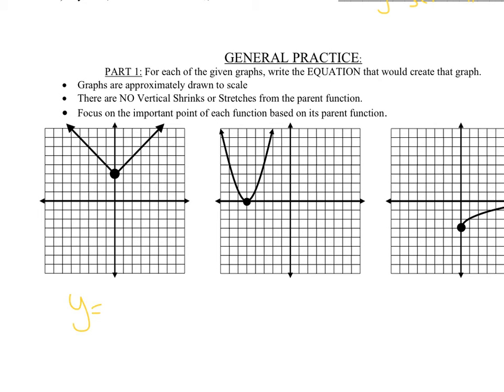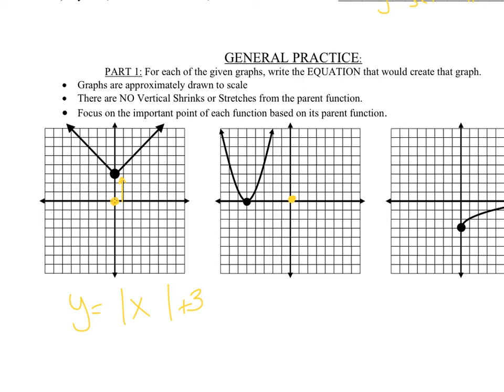So the first thing I always ask is what's the parent function? And that's why we need to know what they look like. This guy looks like a v, so it's the absolute value of x. Now I want to find what happened to this absolute value of x. Remember that they always start at the origin. In this case, my value moved up 3, so it's going to be plus 3 on the outside of that absolute value bars.